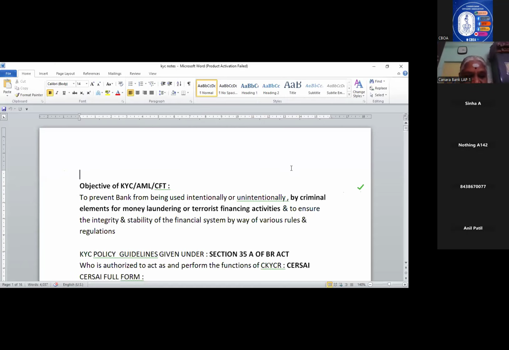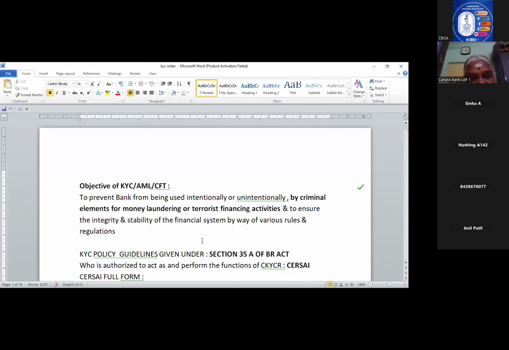So first we'll see about KYC. KYC, as all of you know, is Know Your Customer. Why it has to be done is to know about the customer, so that, with or without intention, money should not come from criminal elements for money laundering or terrorist financing activities, to ensure the integrity and stability of the financial system by way of various rules and regulations.